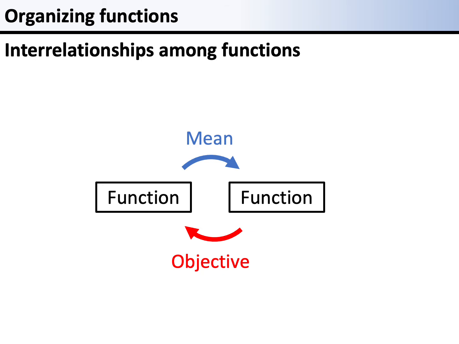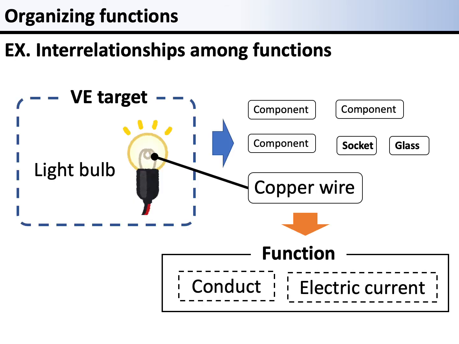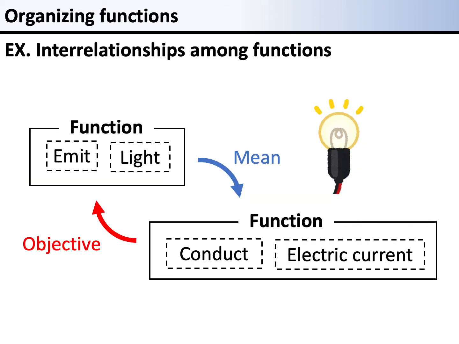A function of a component generally has a function that is the objective of the function. For the objective function, the focused function is its mean. For example, a copper wire, a component of a light bulb, has the function of conduct electric current. The reason why a copper wire needs to perform this function is because it has the objective of emit light.